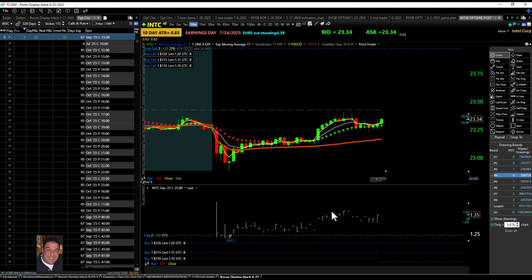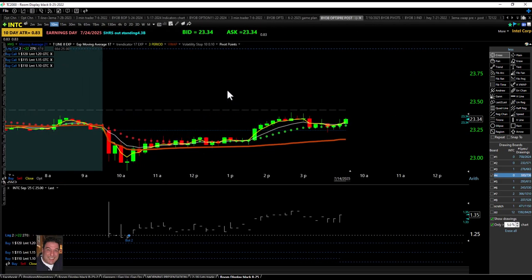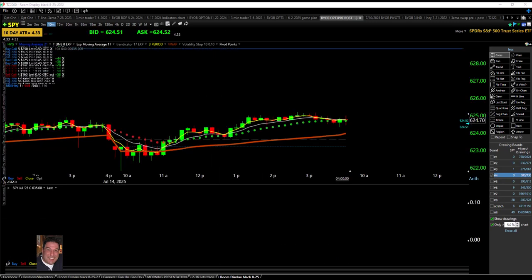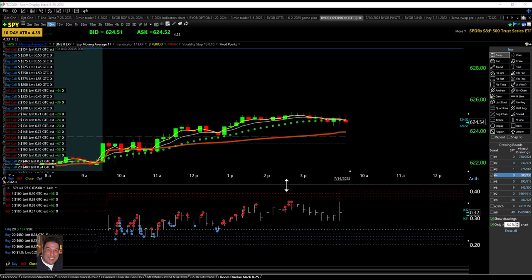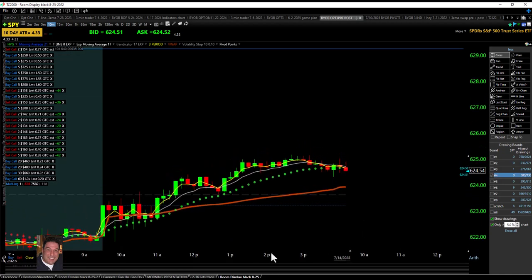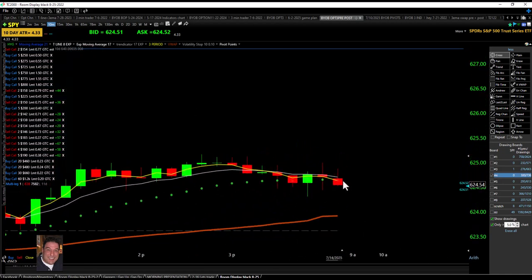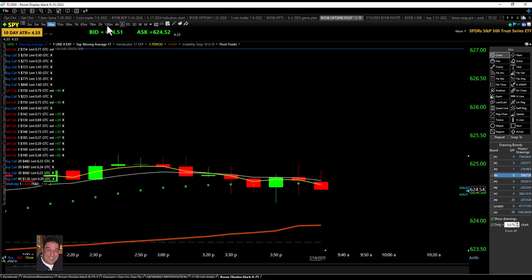All right, so you see how I made some money today. Let's go take a peek at some charts. Let's take a look at SPY first. Into the close, on the 10-minute chart, we've got a 10-minute downtrend coming into the close.